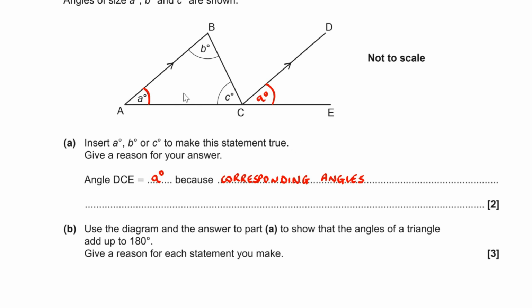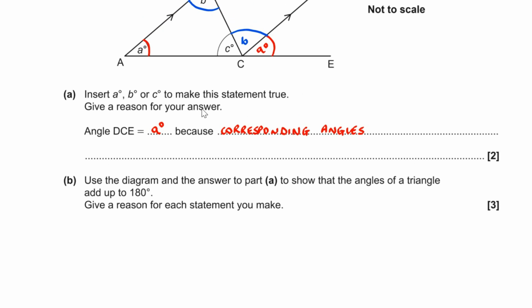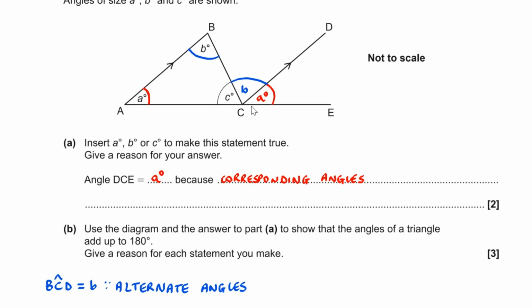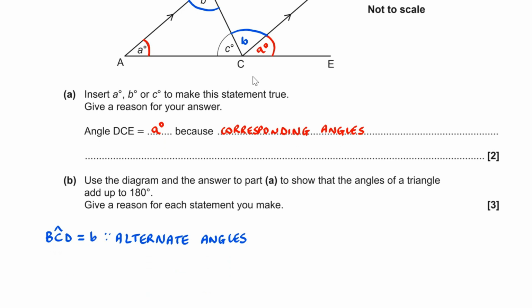Well, if we take a look at this diagram over here, you can see that BCD will equal the angle B over here, which is the same as this angle over here. And the reason for this is because we have alternate angles. So let's just write that. So we have alternate angles. And what you can see then is A plus B plus C is equal to 180.